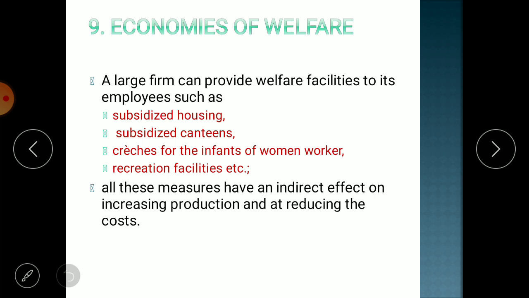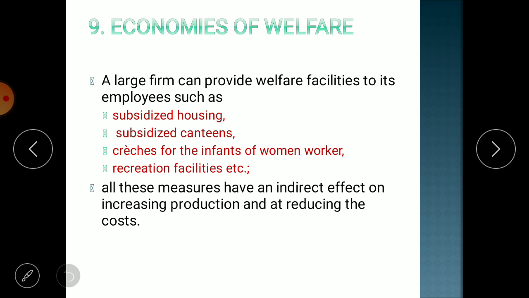Then crèches for the infants of women workers. In multinational companies, in large organizations, they also employ women workers. Small firms generally don't employ women workers. Why? Because there is the problem of children. Women spend most of their time taking care of their child, so they cannot focus on their work, and that is why small firms don't employ women workers, whereas large firms employ women workers.